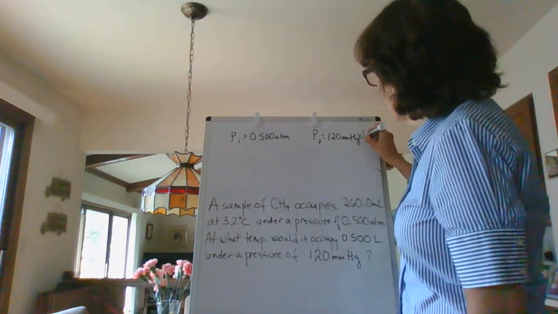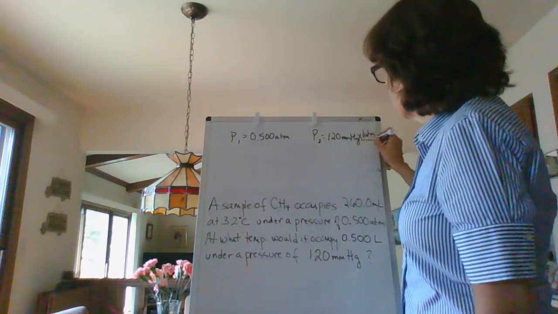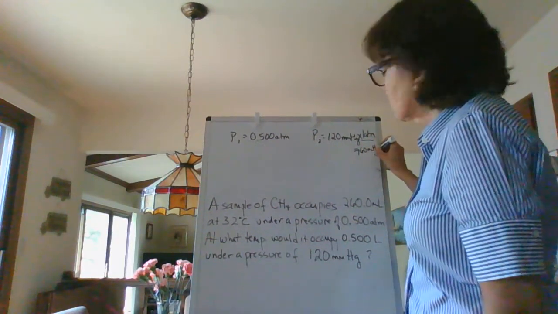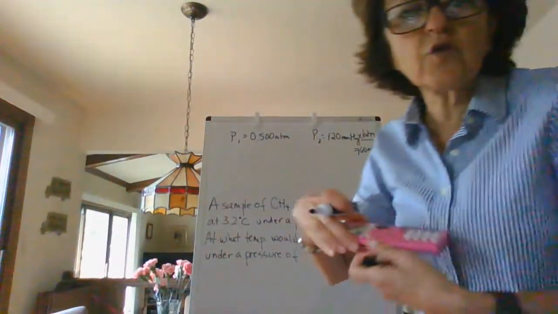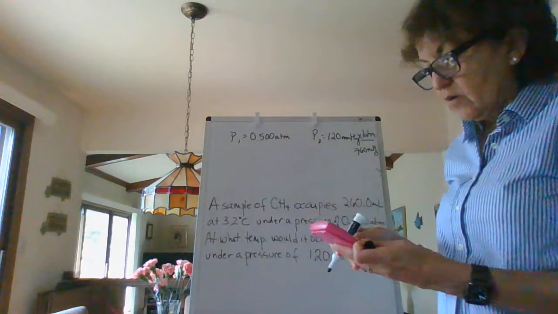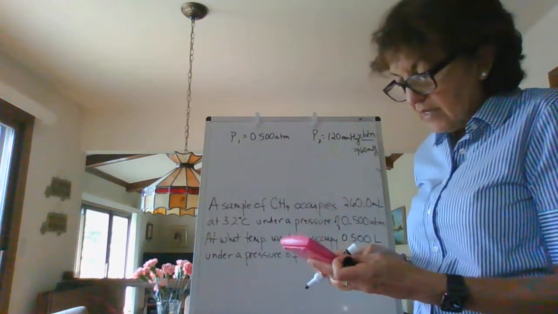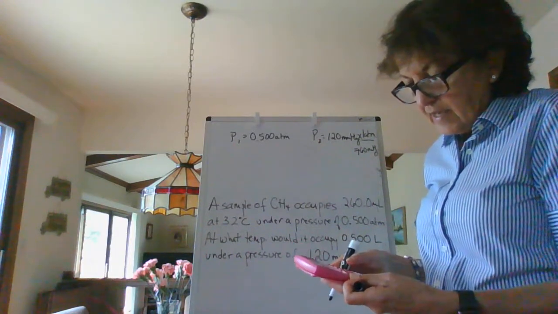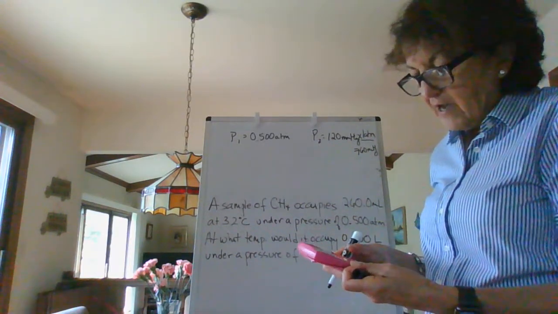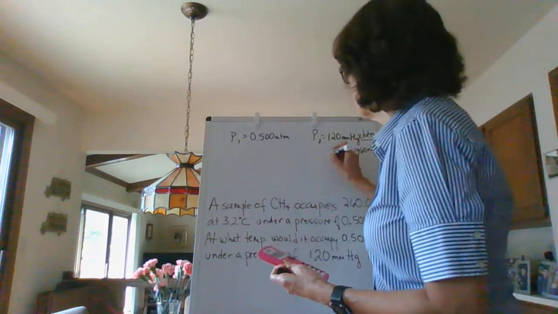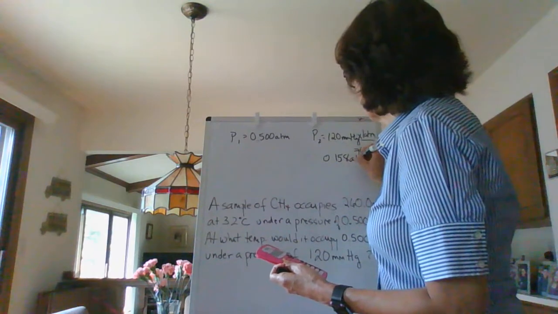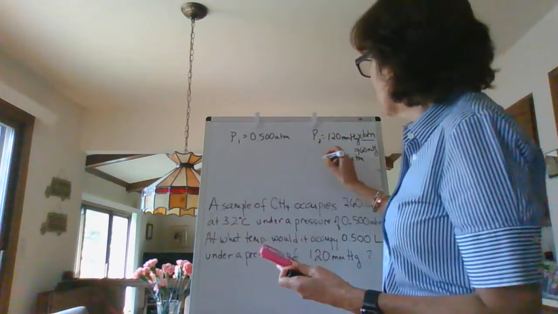How do I do that? 1 atmosphere is 760 millimeters of mercury. That's my conversion factor that we learned in intro chem and also in the first video. So I'm going to go 120 divided by 760, and I get 0.158 atmospheres to 3 sig figs. Okay, so that's my P2.